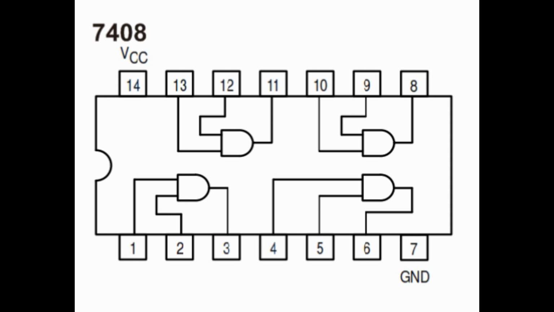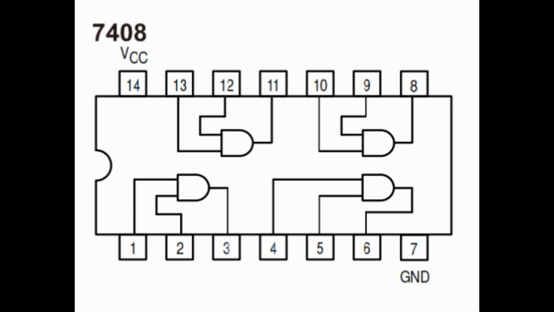This IC has 14 pins. Pin number 7 is ground and pin number 14 is VCC. It is one 7408 IC, and it has 4 gates in it. For the first gate, pins 1 and 2 are inputs and 3 is output.